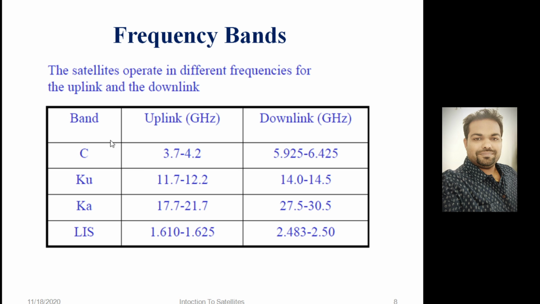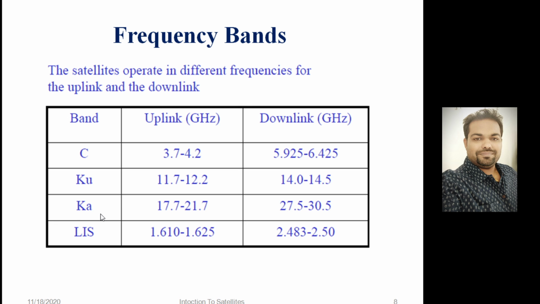So C band: signals used to be sent by the ground station at a frequency between 3.7 to 4.2 gigahertz, and when they are retransmitted from the satellite, they will be coming by modulating at 5.9 to 6.4 gigahertz in the C band frequency. If we are using the Ku band, particularly we use the Ku band for DTH services. We send the signal at 11.7 to 12.2 gigahertz, and they get modulated and retransmitted from the satellite at the frequency range of 14 to 14.5.